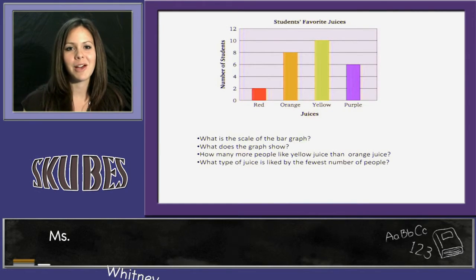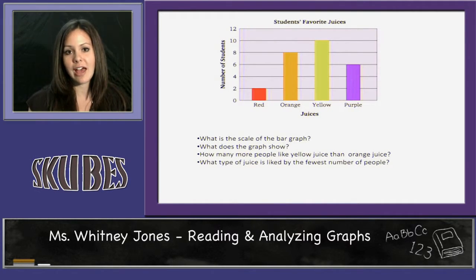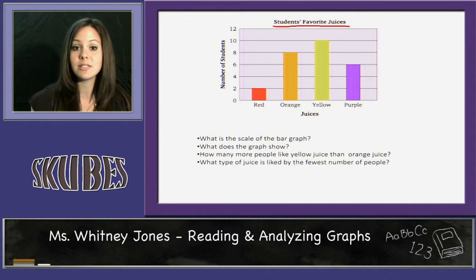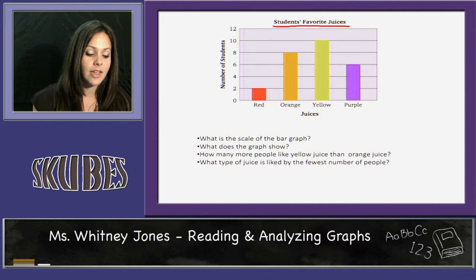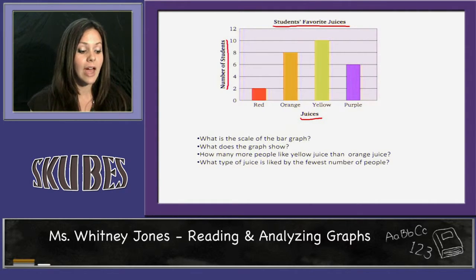Today we're going to talk about reading and analyzing bar graphs. The first thing you do when you look at a graph is decide what information the graph is giving you. When we look at this graph, we see the title, Students' Favorite Juices, and the label, Juices, and number of students. This graph is telling us how many students like each type of juice.